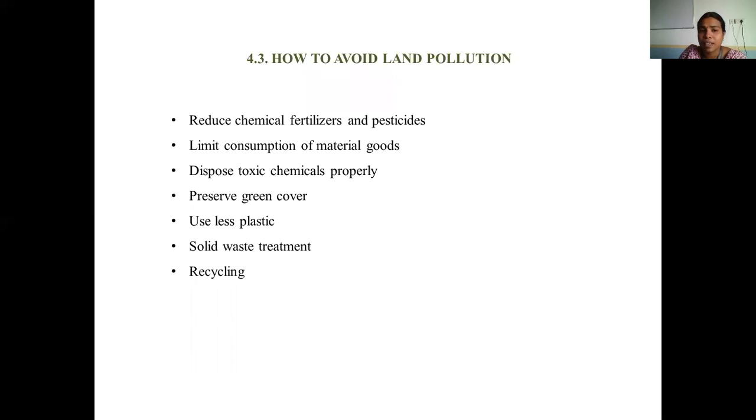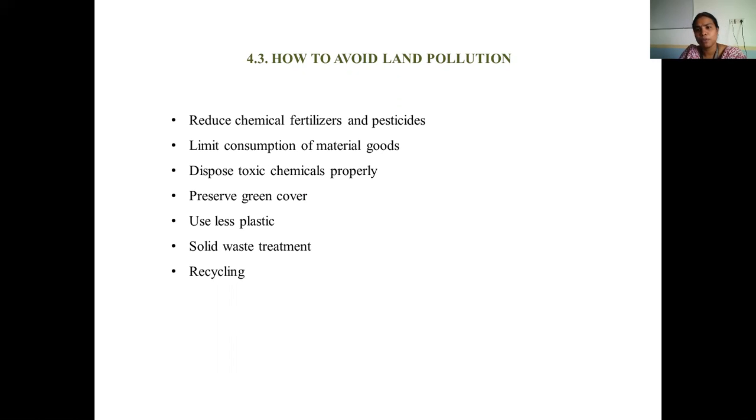And how to avoid land pollution: reduce the use of chemical fertilizers and chemical pesticides in agricultural areas. You can switch to biosources, biofertilizer, biocompost, biopesticide, like that. And limit your consumption of material goods. Whatever you need, purchase that alone and utilize it judiciously. Dispose of toxic material properly. Not only toxic material, dispose of your waste properly.